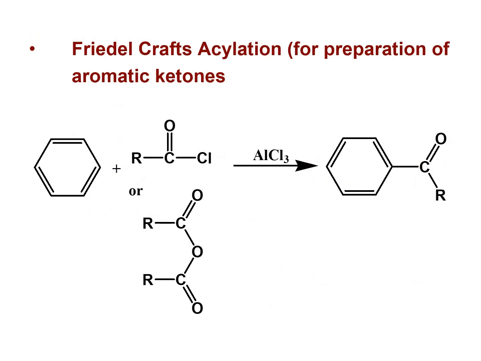Finally, for only aromatic ketones, you can use the Friedel-Crafts acylation, where you introduce an acyl group to the benzene ring, giving a ketonic compound. You can use the acid halides or the anhydrides. These are the only two acid derivatives that can be used to prepare ketonic compounds, aromatic ketonic compounds.